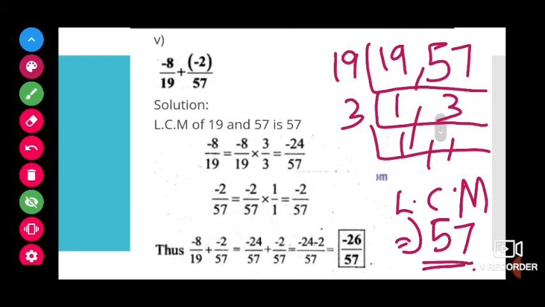To get 57, minus 8 by 19 can be multiplied by 3 by 3, so we will get minus 24 by 57. The other already has denominator 57, so multiplying by 1 is enough: minus 2 by 57. Now both fractions have the same denominator, so we can add the numerators. The numerators are minus 24 and minus 2. Both are negative, so we can add. We will get minus 24 minus 2, minus 26 by 57.